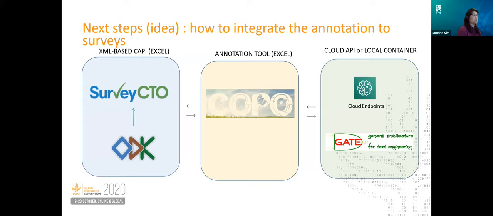Also, we can use the CoP to communicate with our extraction tool. We use either a cloud API if we have an internet connection, or if it's offline, you can use a local container. We can put in the cloud endpoint, they send the question, and the cloud endpoint extracts the concepts from the questions. I think that kind of work needs a lot of natural language processing, so I think GATE, which Xingyi uses, is good for leveraging our requirements.